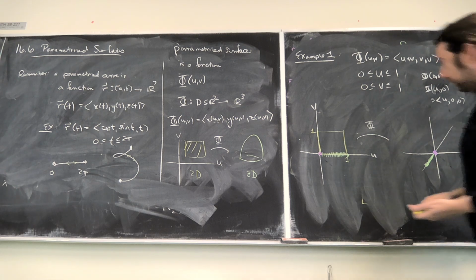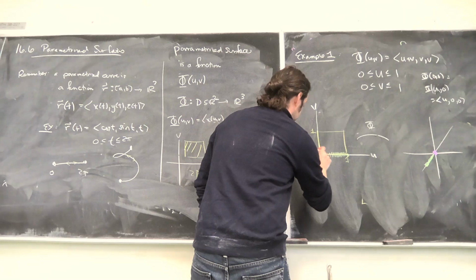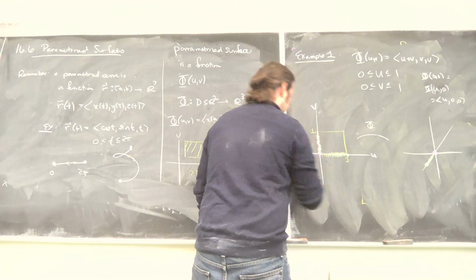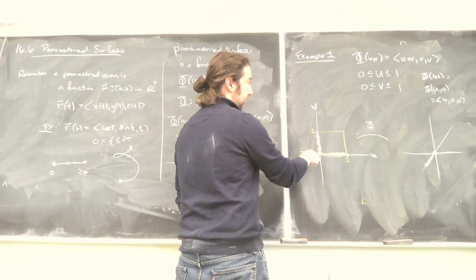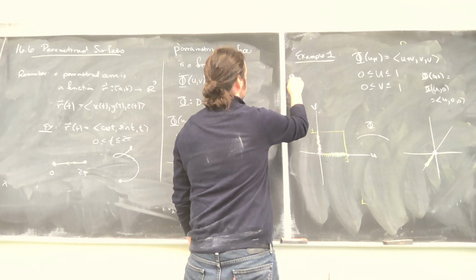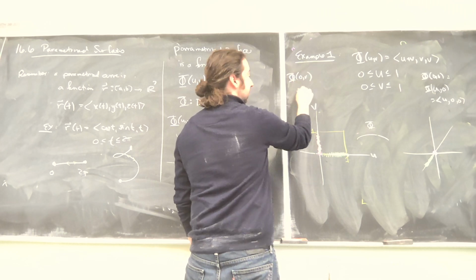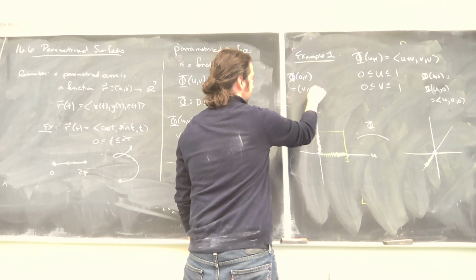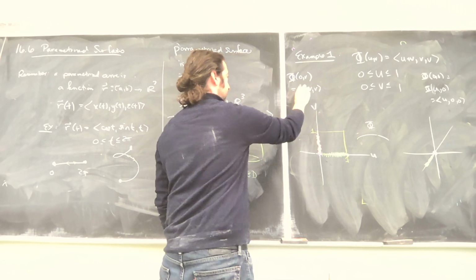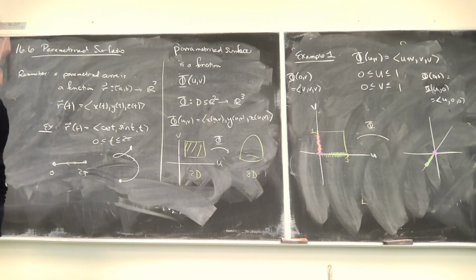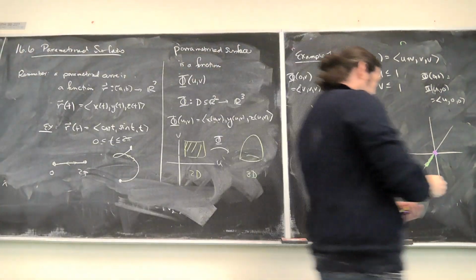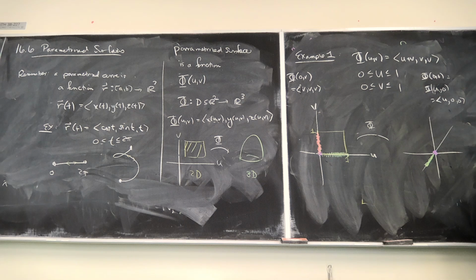Likewise, if I was on this line segment, that corresponds to points on which the u value is equal to 0. Phi of 0, v is equal to (v, v, v). That one starts at 0, 0, 0 and ends at 1, 1, 1. Let's see if I can draw 1, 1, 1. So 1, 1, 1 would be something like this.